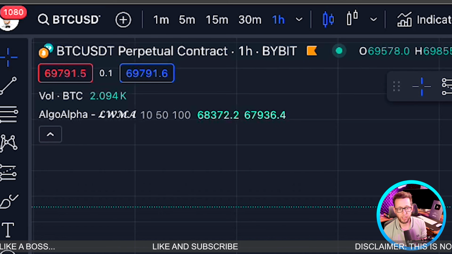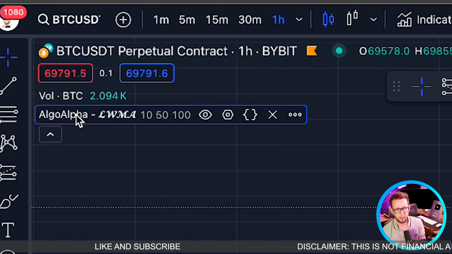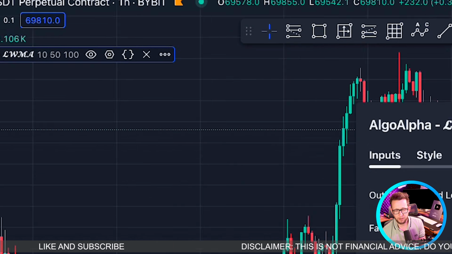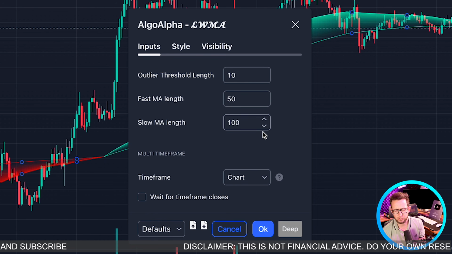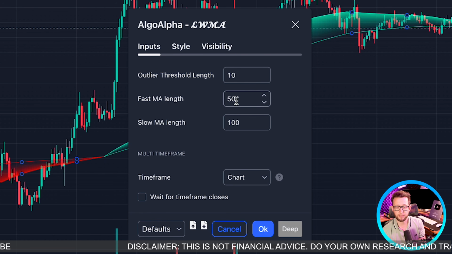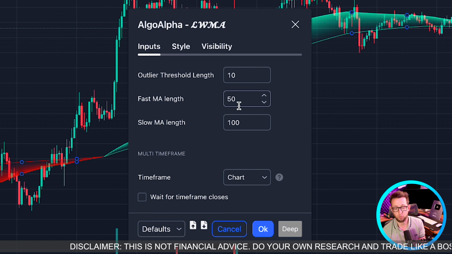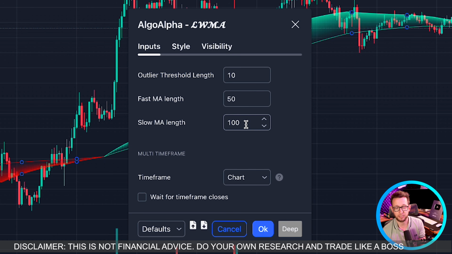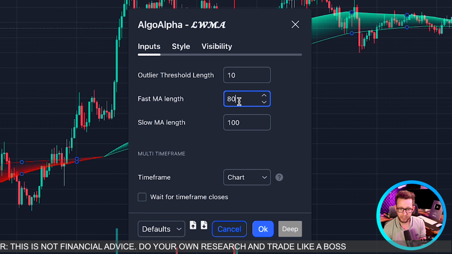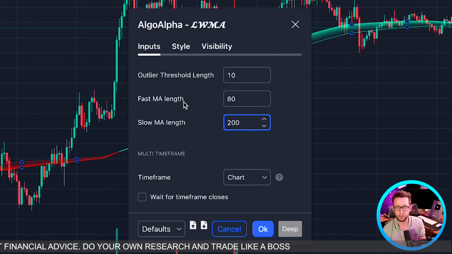Okay, so let's have a look at the settings. By double clicking on the Algo Alpha logo up here, we can actually set up this cloud to be slightly different. In the original video, they set the fast MA to 100 and the slow MA to 200. I've been looking at the backtesting results. I found the best settings to be fast MA at 80 and slow MA at 200.